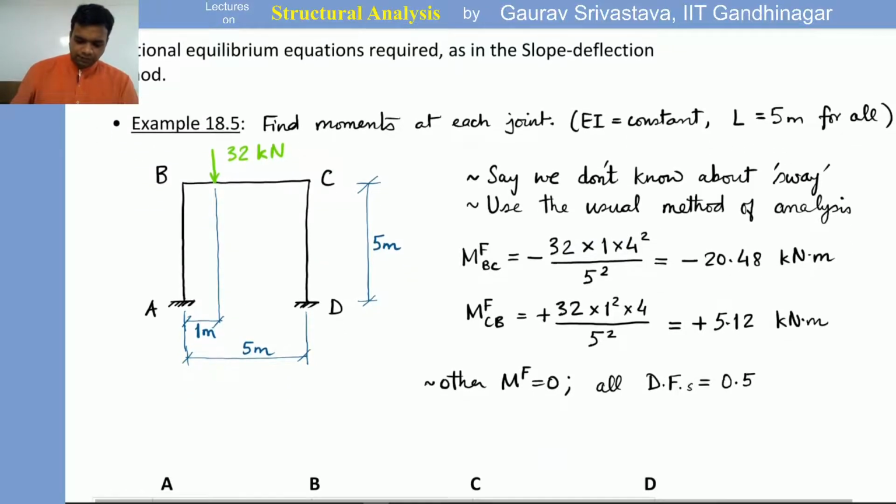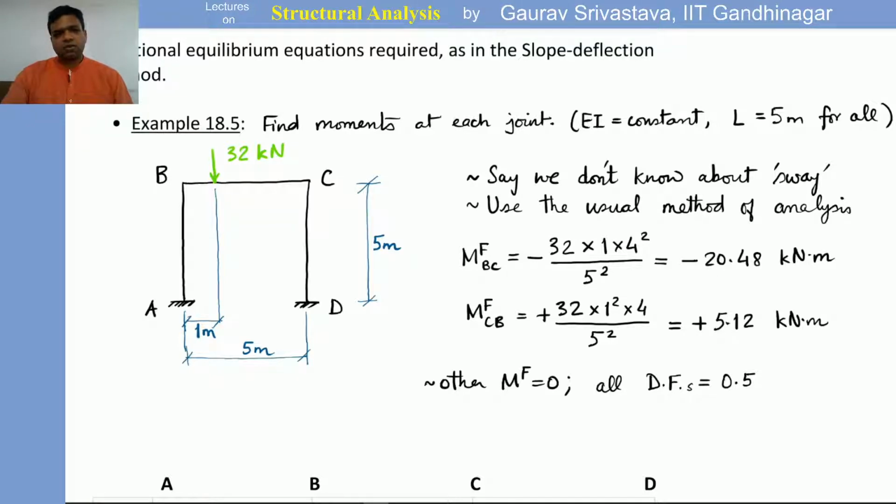Okay, now let us say we have this kind of a frame where there is an off-center force of 32 kilonewtons applied on the beam, and let's say we have to find moments at all the joints. Now, once you have solved many problems and seen many problems, just by looking at this problem, you will know that this is going to sway to the right.